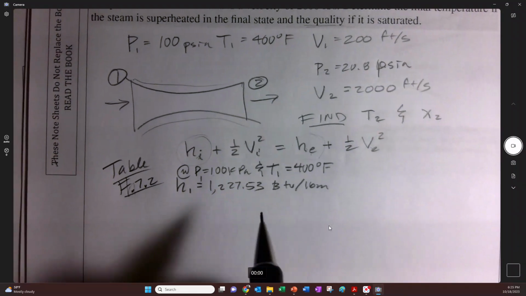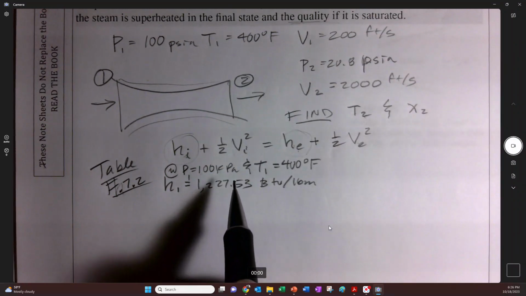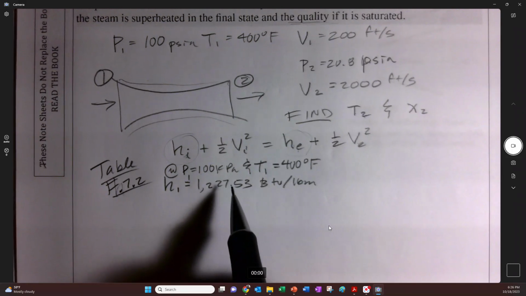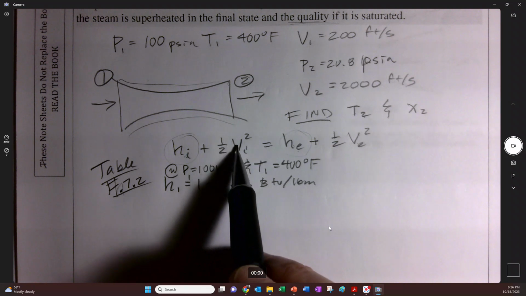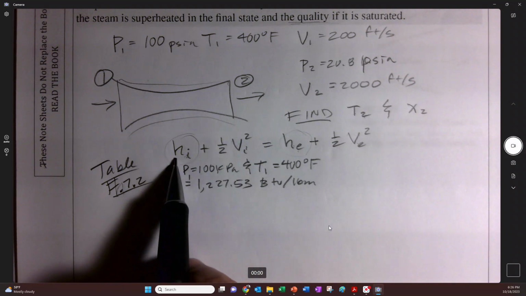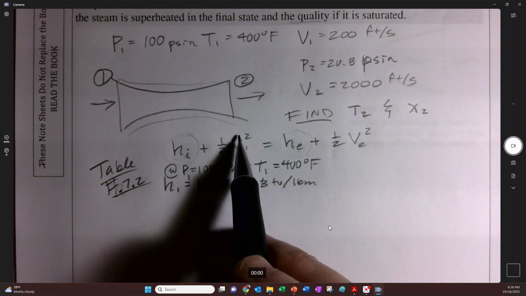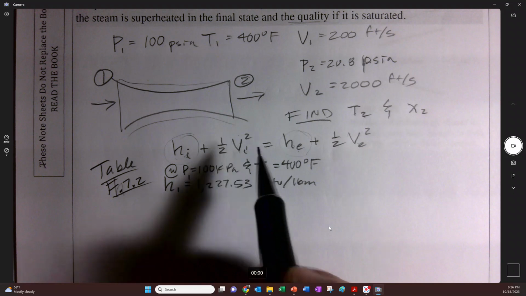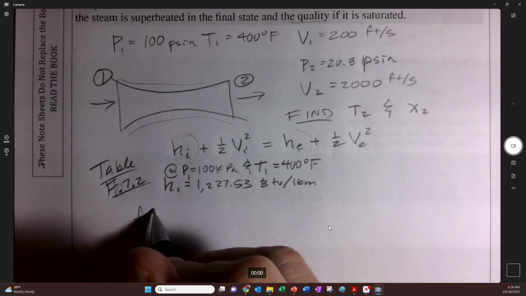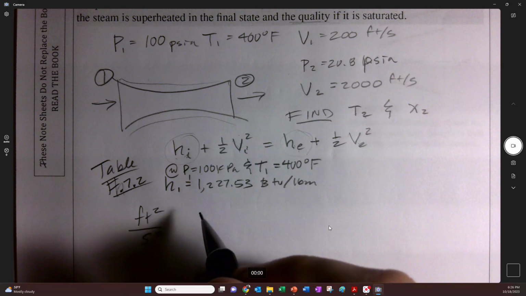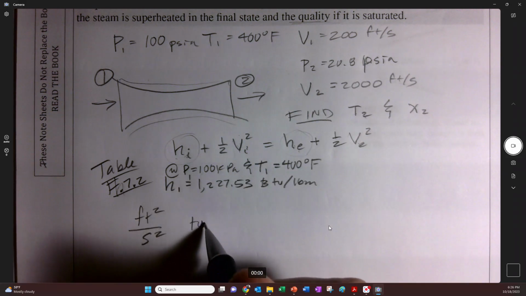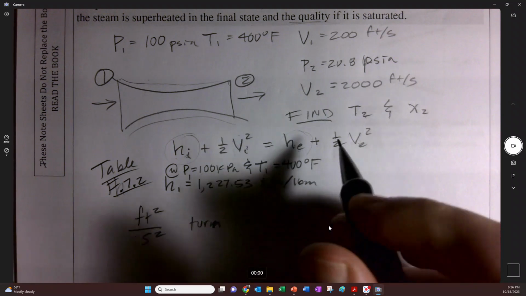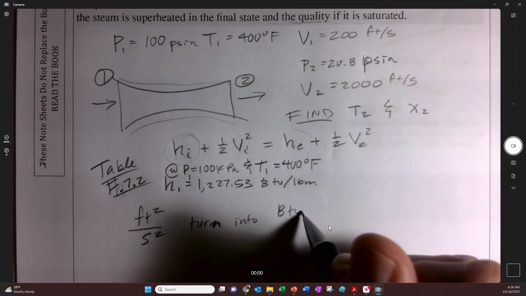So back to here. We're going to stick with this because this is what I have on my page. The problem we have here, just like in the previous video, is that this is in BTUs per pound mass and this is going to be in feet squared per second squared. So we need to do some unit manipulation. If I have feet squared per second squared, how do I turn it into BTUs per pound mass?